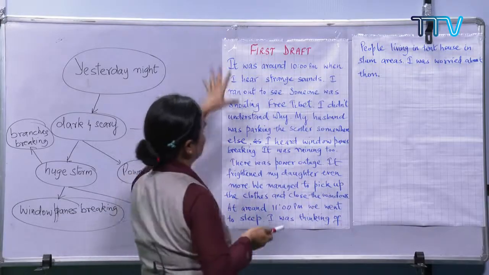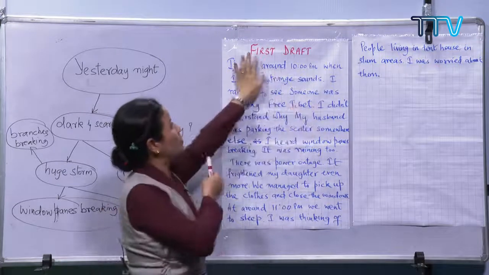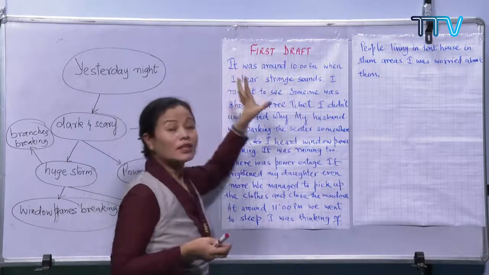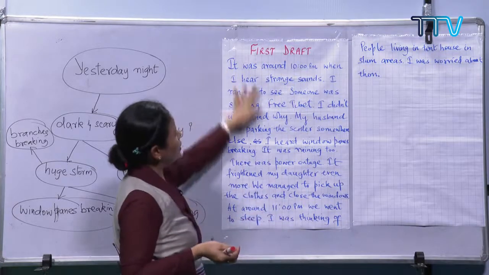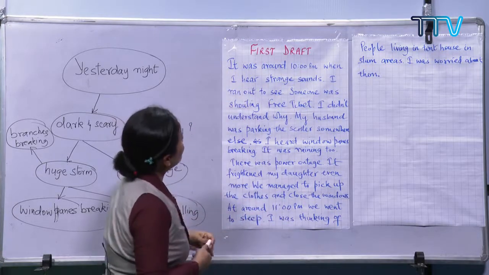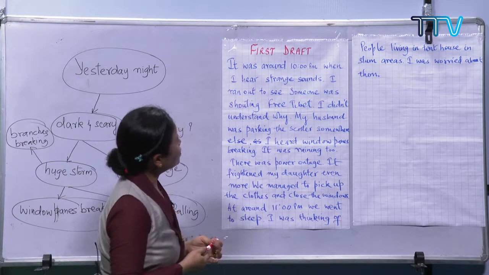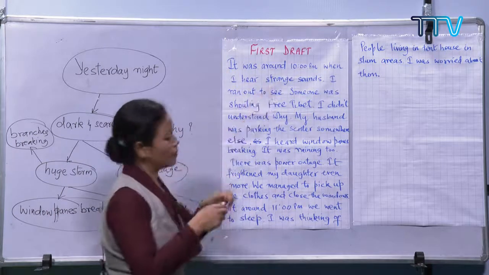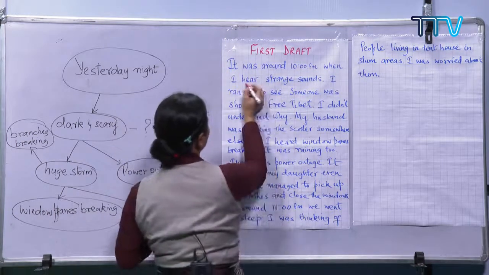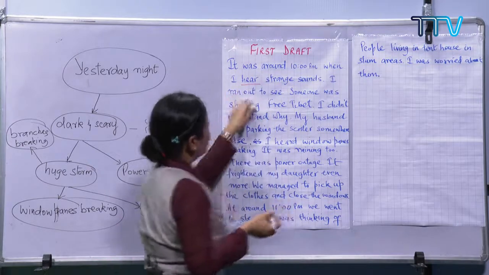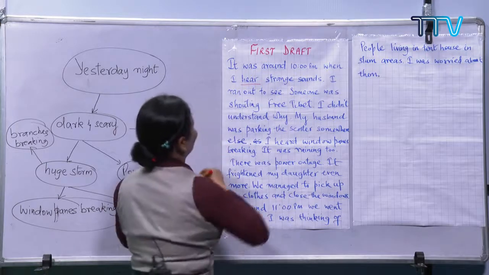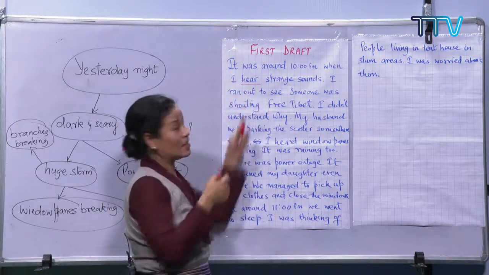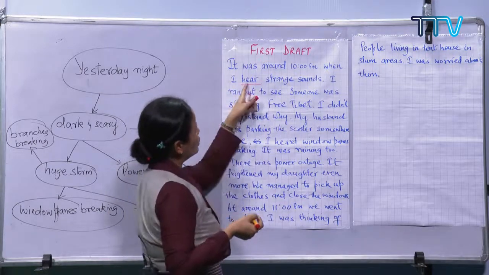So the first thing is, how are we going to do the revising part? Of course, read, right? So you can read this as I read. It was around 10 p.m. when I hear strange sound. There's something wrong here, isn't it? What did I notice here? There's something wrong here. Why? Because of the tense, the verb. So we need to change this.